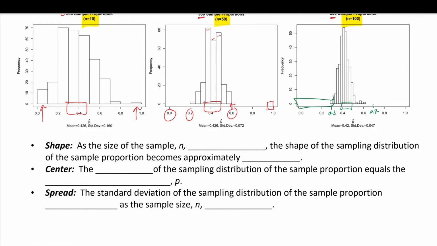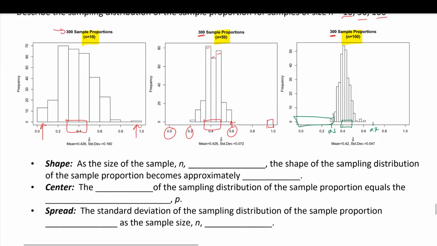All right, so the shape of this. Okay, as you start to see that as the sample size gets larger and larger, it does exhibit this bell shape, right? It starts to look more symmetrical. It's not perfectly bell-shaped, right? But it's approximately. So we say, as the size of the sample n increases, the shape of the sampling distribution of the sample proportion becomes approximately normal, right? Or bell-shaped.